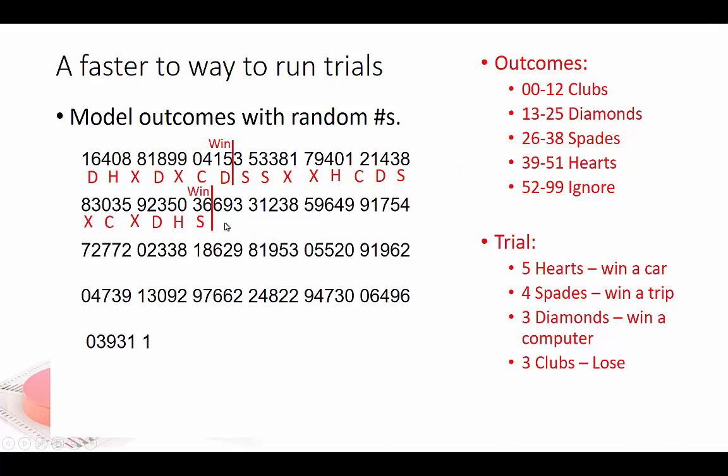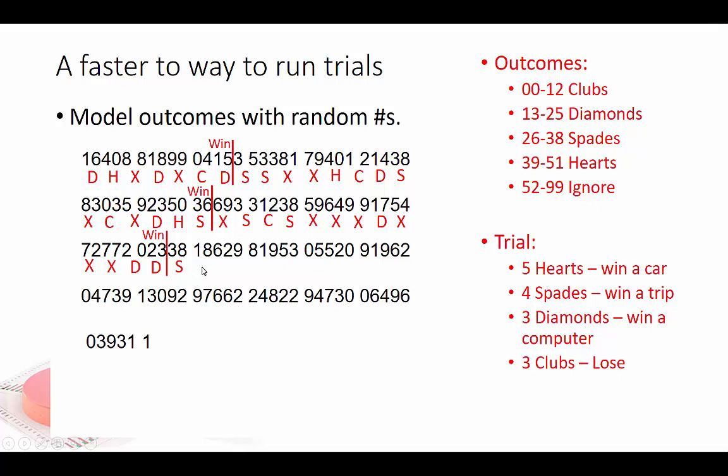Let's go to the next one. Start a new trial here. 69 is ignore. 33 is a spade. 12 is a club. 38 is a spade. 59 ignore. 64, 99 ignore. 17 is a diamond. 54 ignore, ignore, ignore. 20 is a diamond. 23 is also a diamond. Well, let's see, that gives me 3 diamonds, so I have a win.